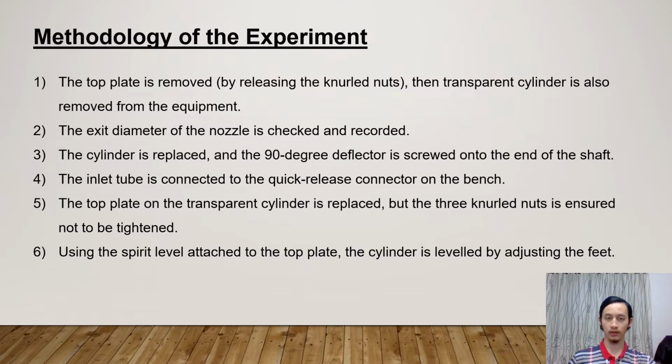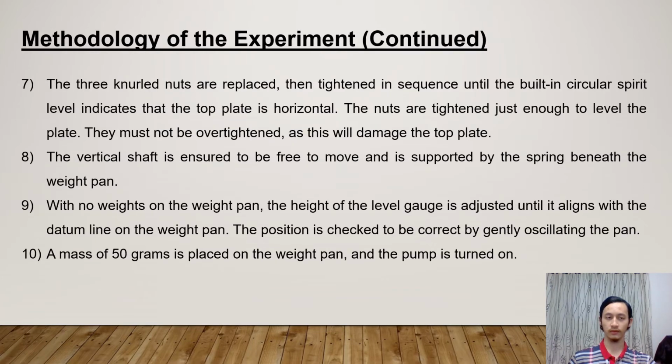Using the spirit level attached to the top plate, the cylinder is leveled by adjusting the feet. Then, the 3 knurled nuts are replaced, then tightened in sequence until the built-in circular spirit level indicates that the top plate is horizontal. The nuts are tightened just enough to level the plate. They must not be over-tightened, as this will damage the top plate. The vertical shaft is ensured to be free to move and is supported by the spring beneath the weight pen.